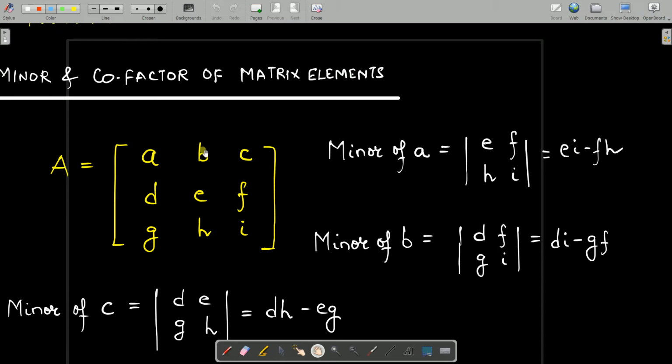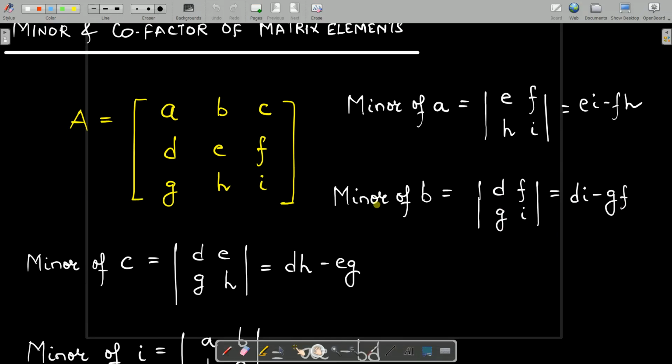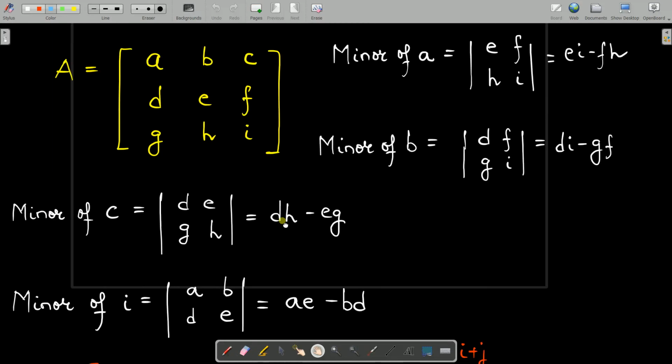The determinant of this part is EI minus HF. Now the minor of B will be what? Delete the row containing B, delete the column containing B, whatever is left: D, F, G, I. Here I find the determinant of D, F, G, I, which is DI minus GF. Now similarly, what is the minor of C? Delete the row containing C, delete the column containing C. What is left? D, E, G, H. The determinant of this is DH minus EG.